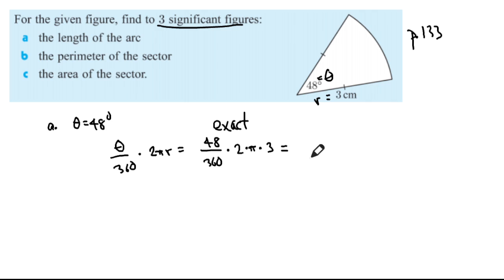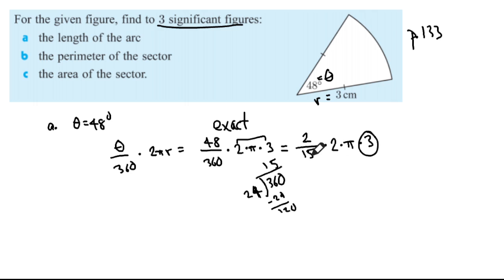Well, 48 divided by 24 is 2, that's not too bad. 360 divided by 24 is not as easy. I'm just going to do this. I'm pretty sure 24 goes in. Okay. So 2/15 times 2 times pi times 3, I'm going to leave the 2 and the pi and the 3 separate because I can do something with this.